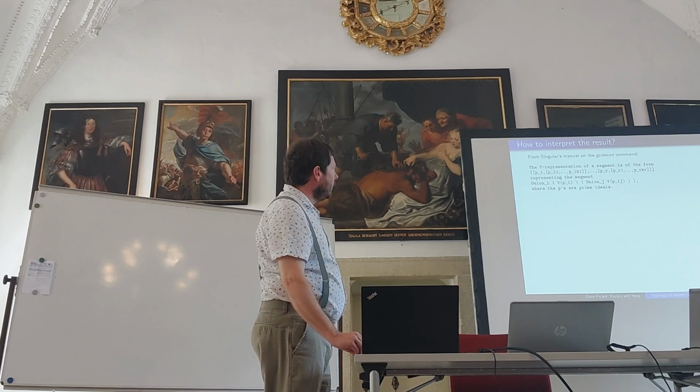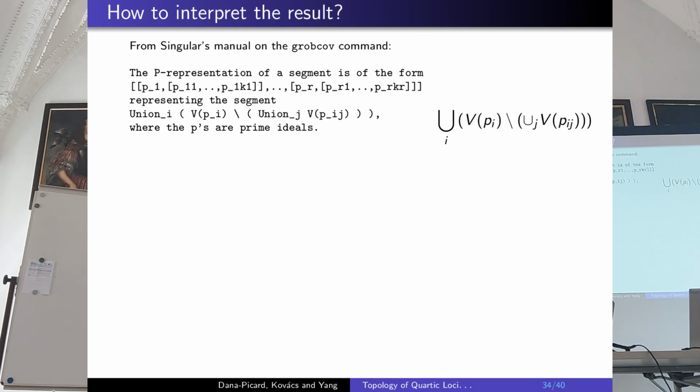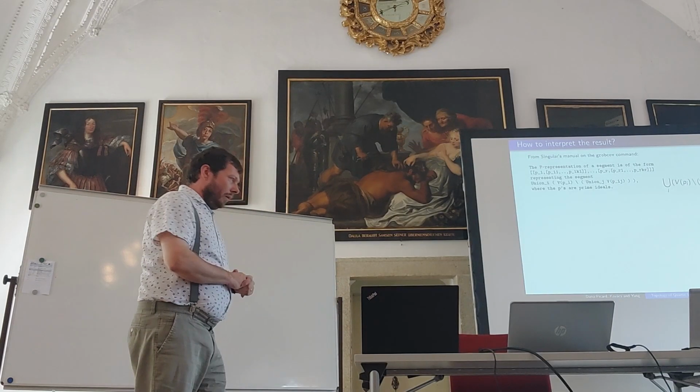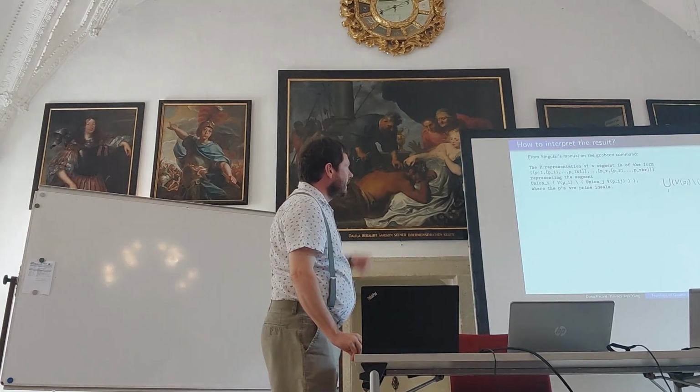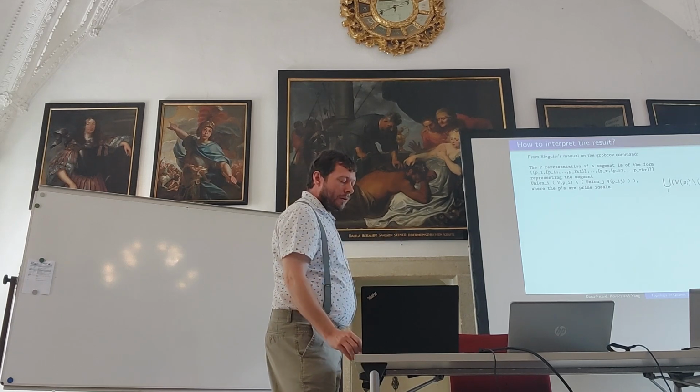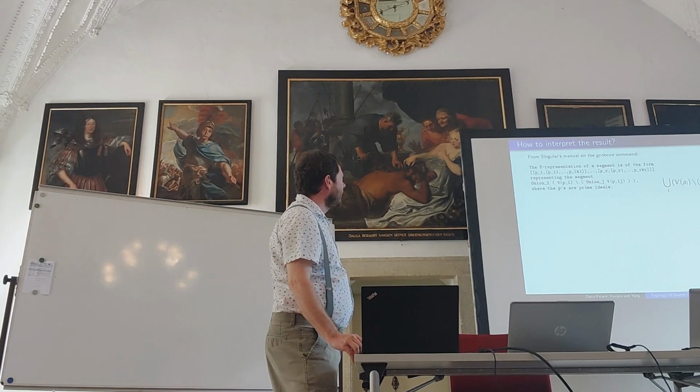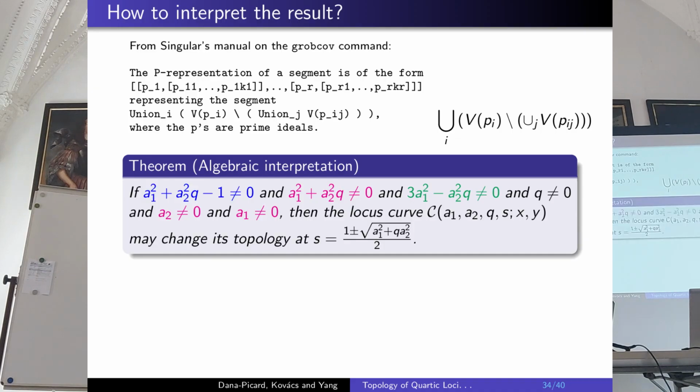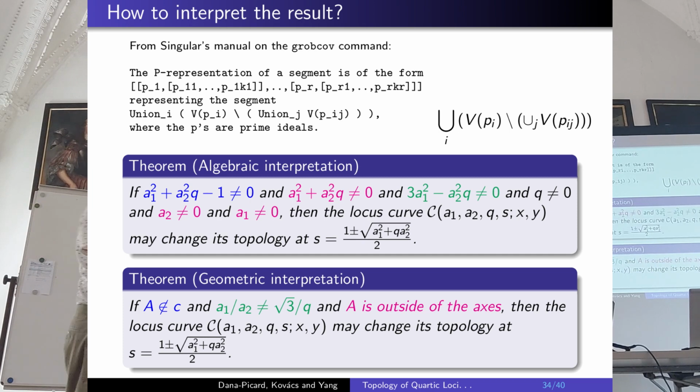If we use the manual of Singular, the output is given in such a form that it is the union of geometric varieties and some sets that are removed from that variety. This is how it is given. So we have, first of all, an algebraic interpretation, and second, we can convert it into a geometric interpretation. But this is also kind of intellectual work.